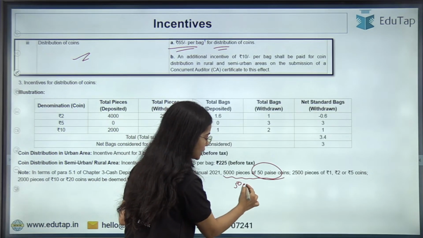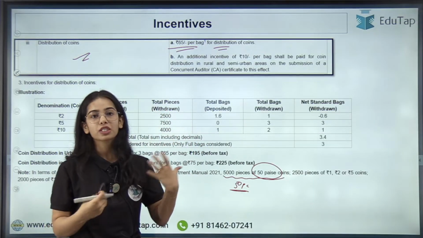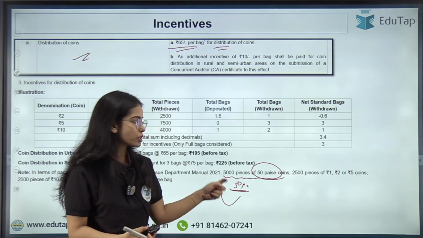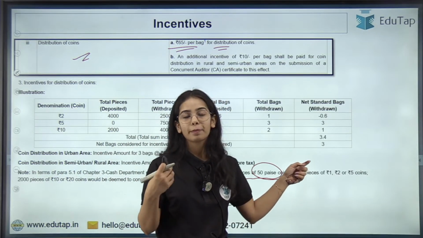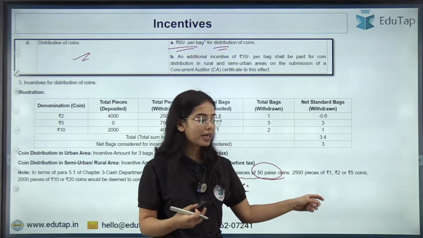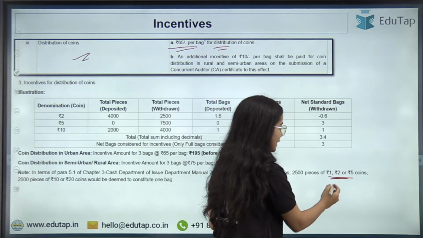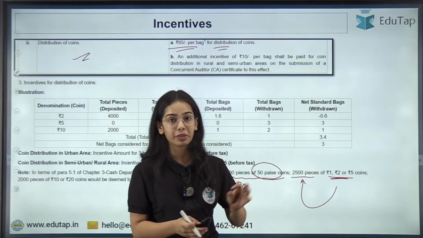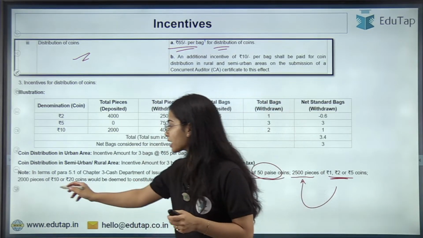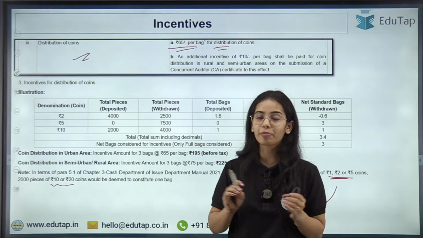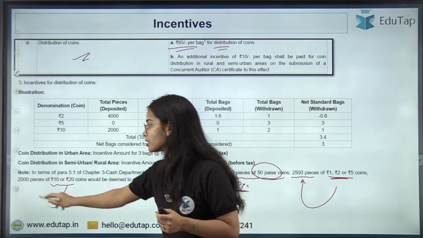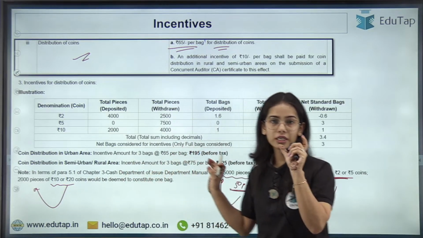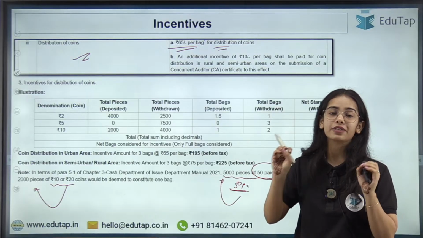So 50 paise coins, if the bank branches are distributing 50 paise coins, one bag will be considered as 5,000 pieces. While if the bank is distributing the rupee 1, 2 or 5 rupee coins, then a single bag of coins will be considered as 2,500 pieces. And if the bank is distributing rupees 10 or 20 denomination coins, then a single bag of coins will be considered as 2,000 pieces. So this is the criteria for considering the bag.